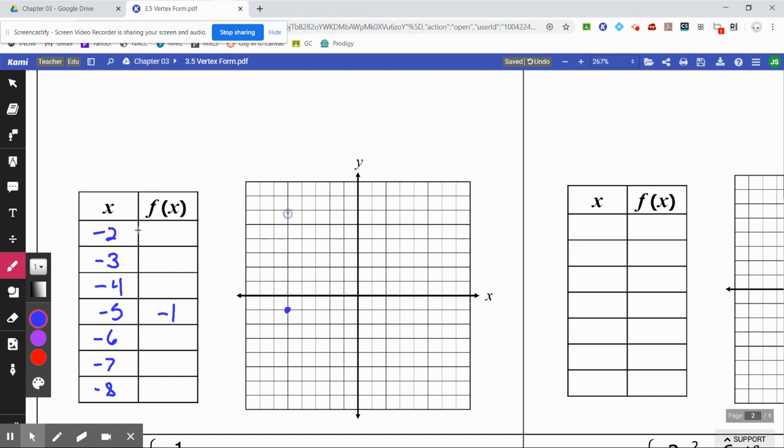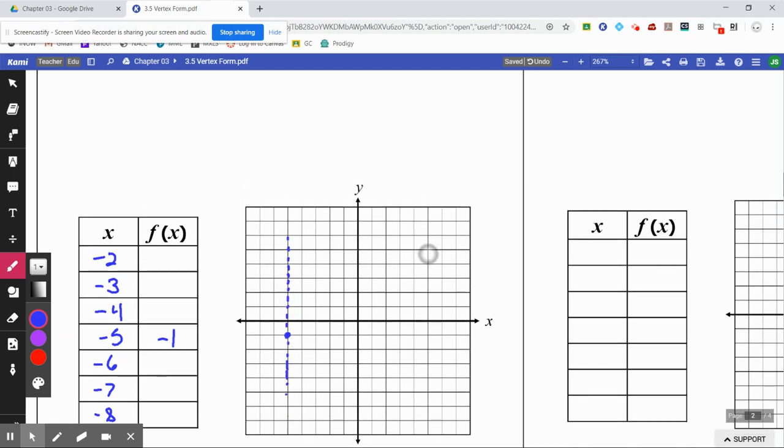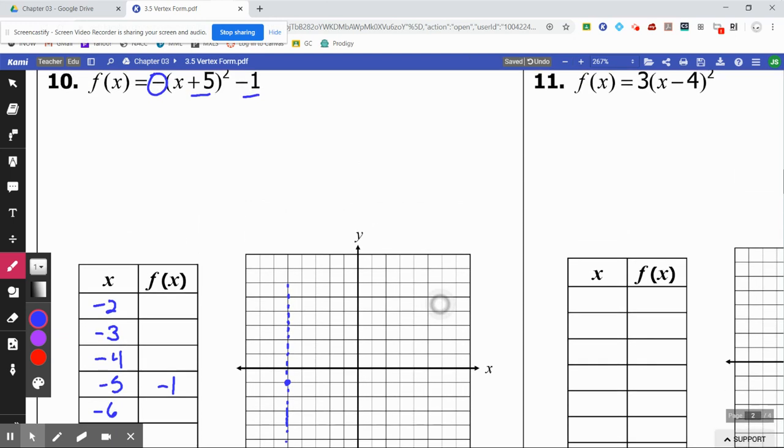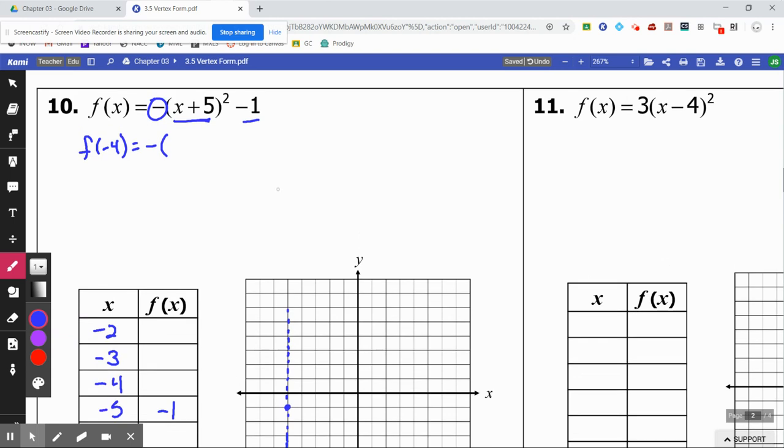Your axis of symmetry, you don't have to draw it, but you do have an imaginary axis of symmetry right here that's cutting it perfectly into two equal pieces. I'll go ahead and plug these in for you. -4, just to show you the steps. F of -4. Bring down the negative. Again, go ahead and work the parentheses first if you'd like as you're writing it down. -4 plus 5 would be 1.